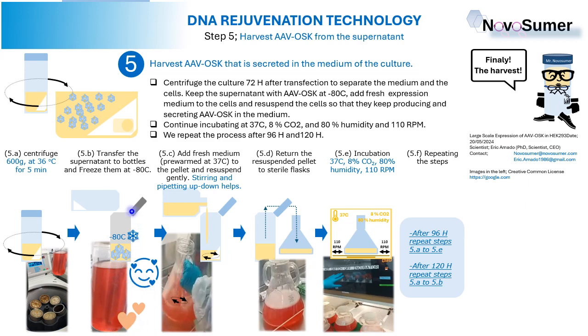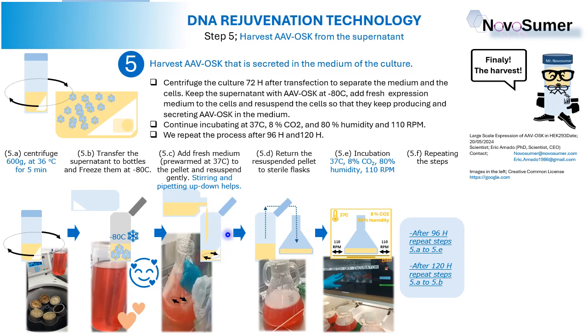Okay, this is what we want, the supernatant with EVOs. Regarding the pellet cells, we can use them again to produce more supernatant with EVOs. So what we do is we take the bottle here, put it here, and we add more fresh medium to the pellet and we resuspend the cells gently in the medium.